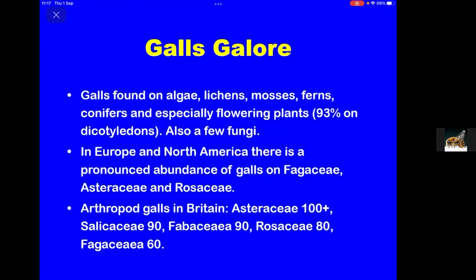Although beech trees do have galls, and I think, what's the other beech tree? My mind's gone blank. It'll come back to me. Most of the galls in this country in that family are on oak trees, by far the greatest number.